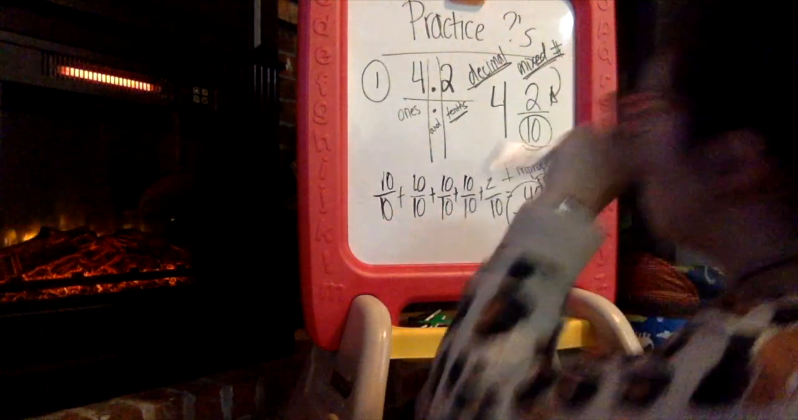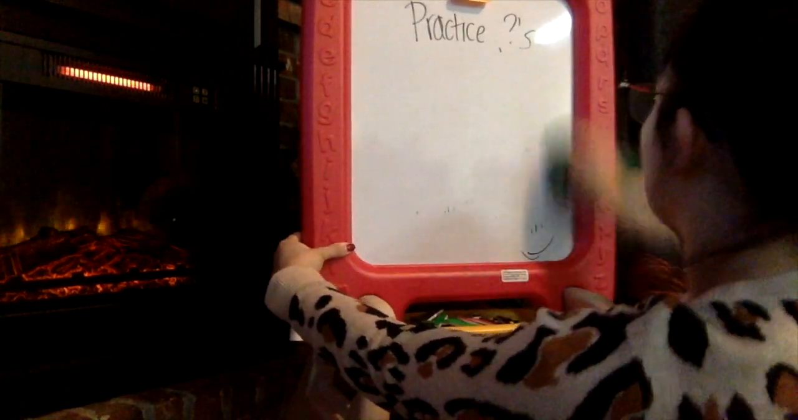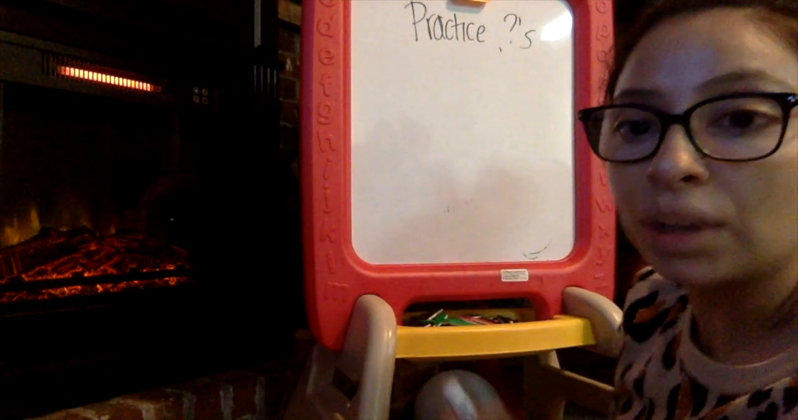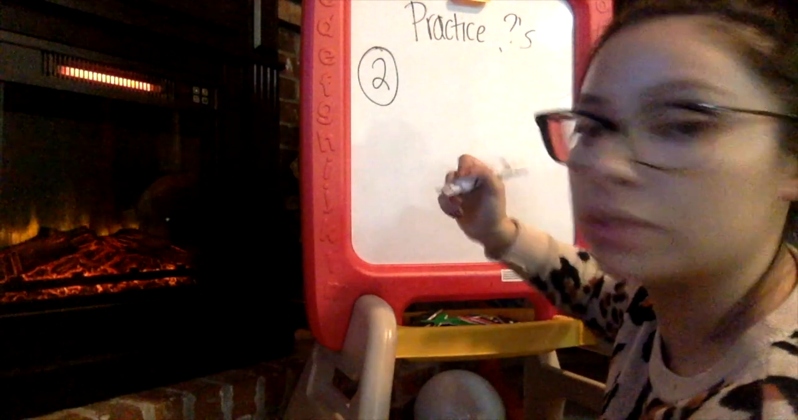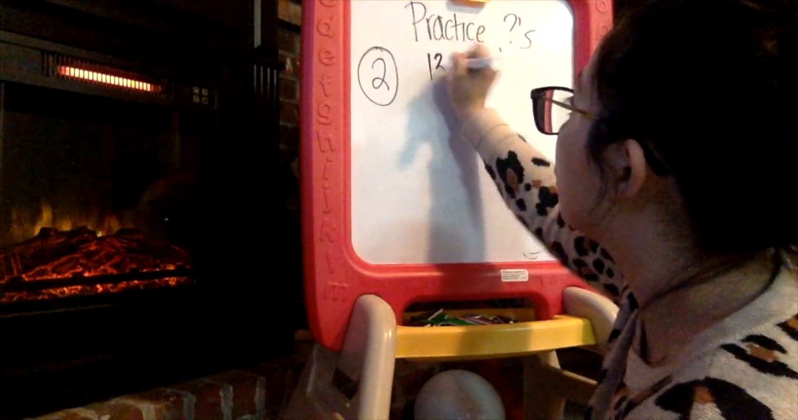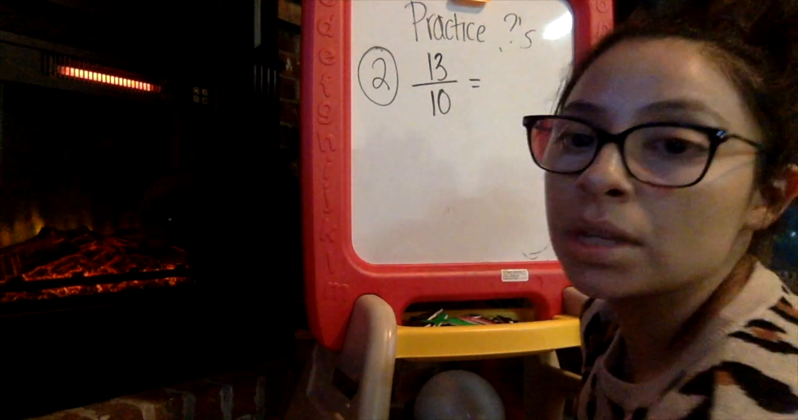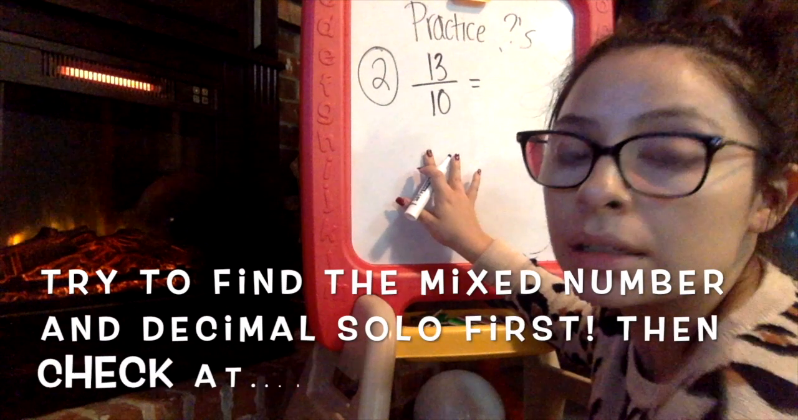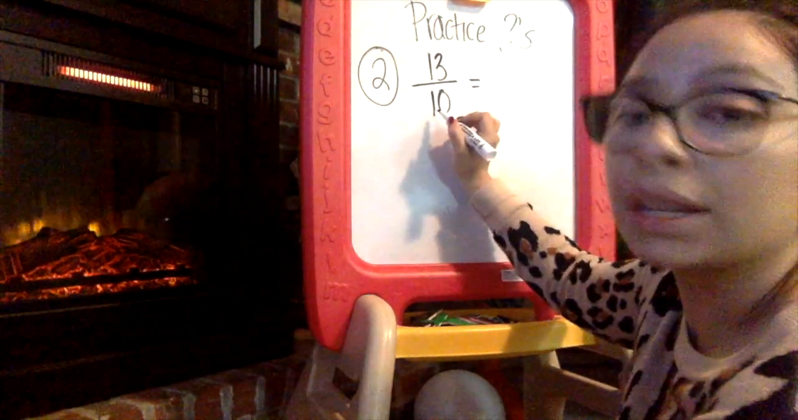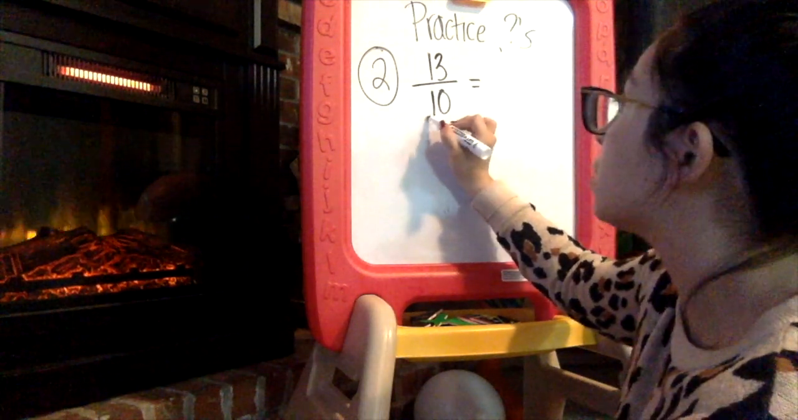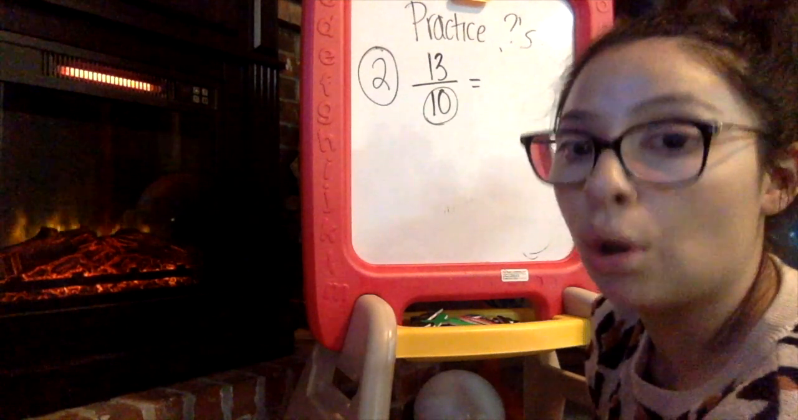Okay, so our second question is going to go the opposite way. So our second question is going to look a little different. What if you start with your improper first? What if they give you 13 tenths? Okay, so if they give you this, and they might, you have to think about how many total parts are there in a whole to get to your mixed number. So once again, look at your denominator. It tells you how many parts are in a whole.